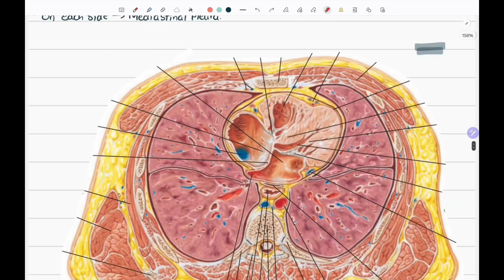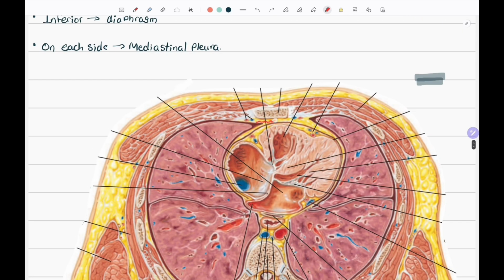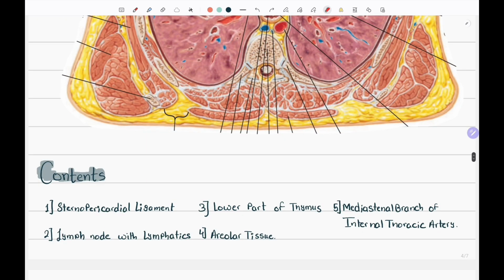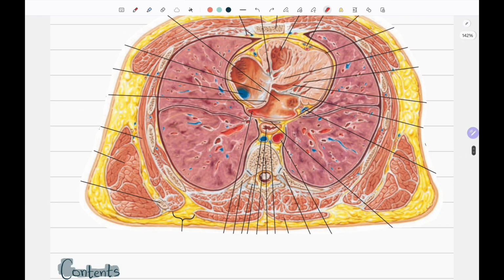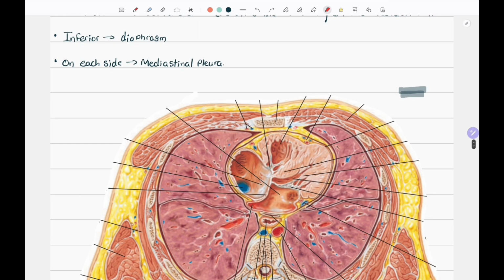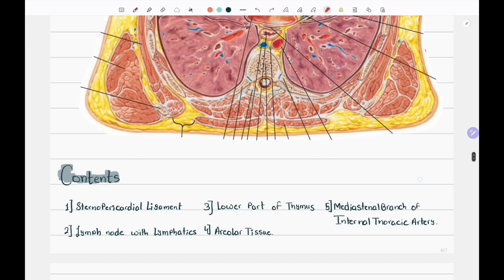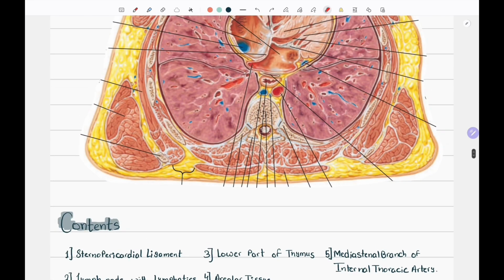Areolar tissue. So this yellow colored tissue is our areolar tissue. It provides cushioning to the heart. And lastly, I have the mediastinal branch of the internal thoracic artery. So these are my internal thoracic arteries, and they give a branch medially, and these are the mediastinal branches of the internal thoracic artery.